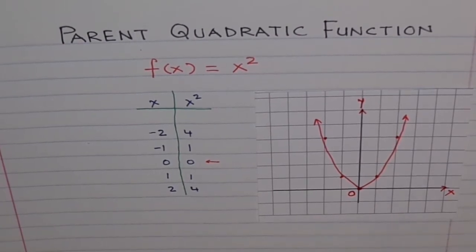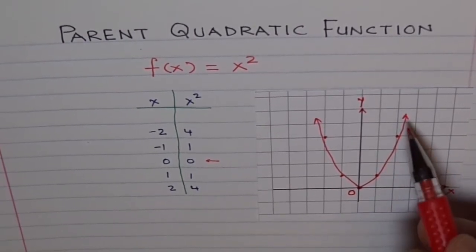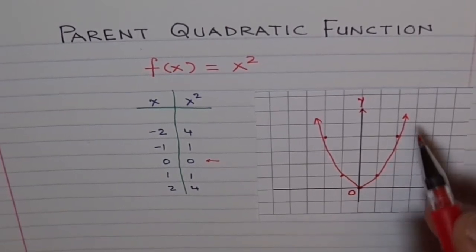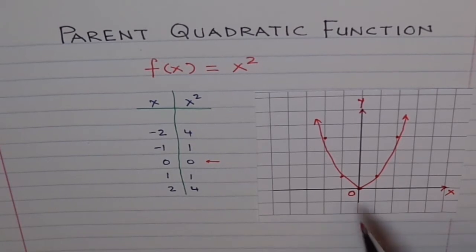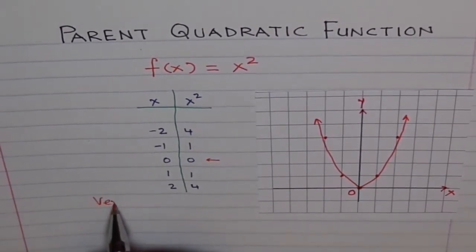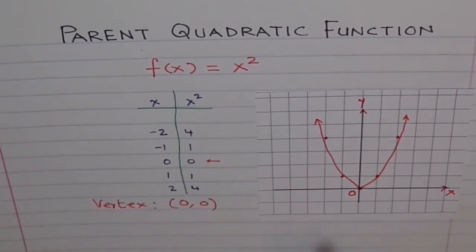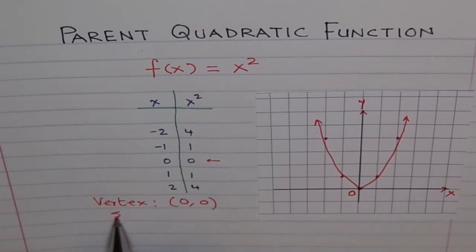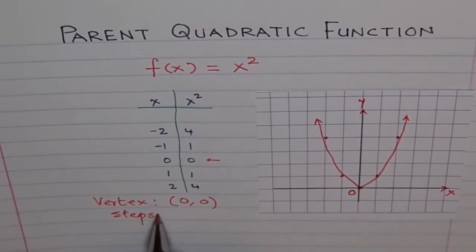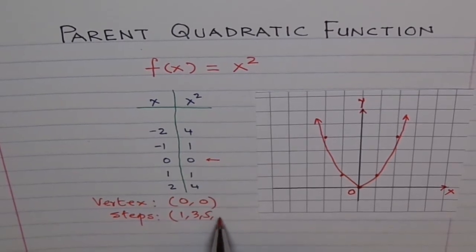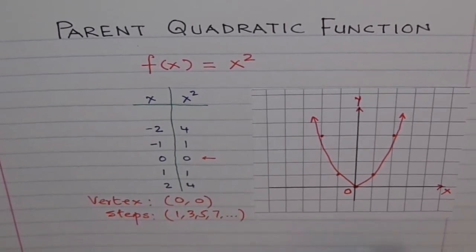Now, I'll also tell you one more technique of drawing a parabola. As you know, if you have to draw a parabola, first get to the vertex. For a parent function, what is the vertex? Vertex is 0, 0. Then you follow the steps. Steps which you have learned earlier are in the ratio of 1, 3, 5, 7, like this.